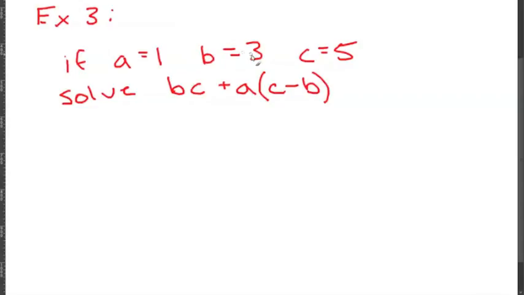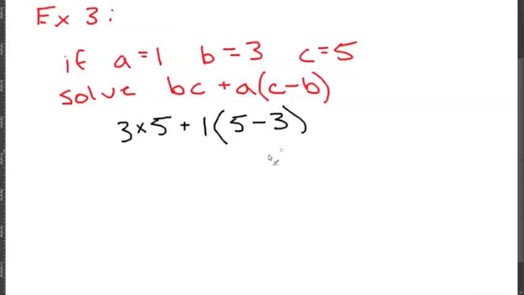We know that b is 3, so we're going to say 3. BC means b times c, so that's going to be 3 times our c is 5. So 3 times 5 plus our a is 1. And then we have a parentheses. Again, our c is 5 minus our b is 3.